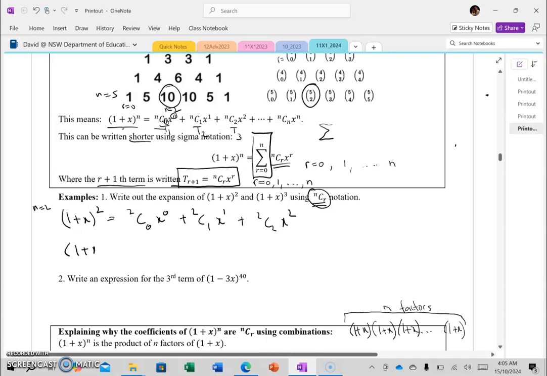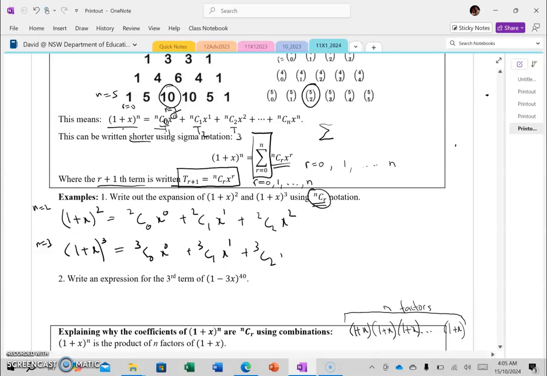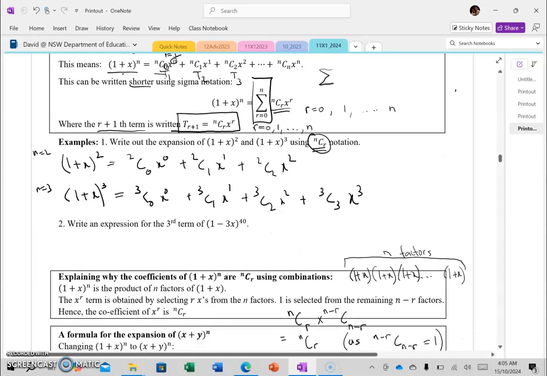If I wanted to write (1 + x) to the power of 3, the n is 3, so it'll be 3C0, x to the 0, 3C1, x to the 1, 3C2, x to the 2, and the last term will be 3C3, x to the 3, okay? All right. Next one.